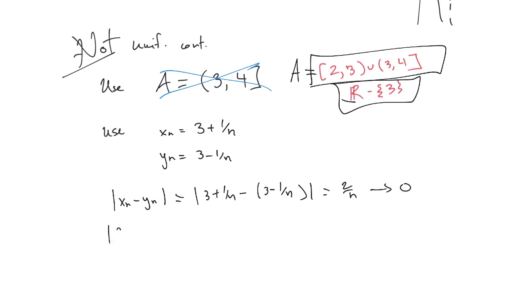And then we have to do the same thing for f of xn minus f of yn. So we need to plug into f. What did you get for f of xn? 1 over 3 plus 1 over n minus 3, and then minus 1 over 3 minus 1 over n minus 3. Yep. So you plug each of those sequences into the function. The function is 1 over x minus 3, so you get these somewhat complicated things.